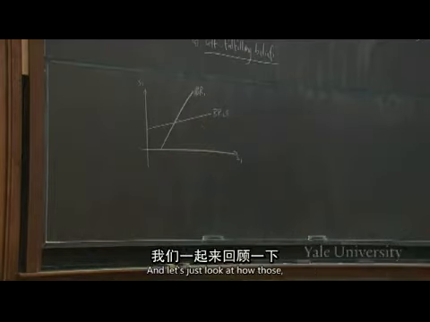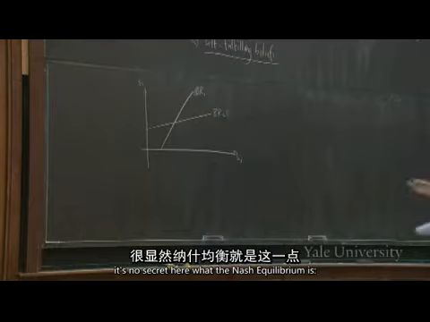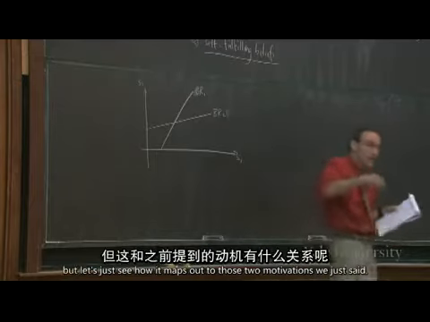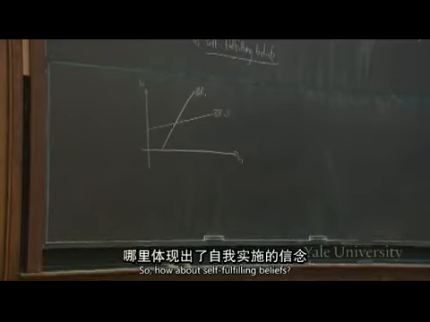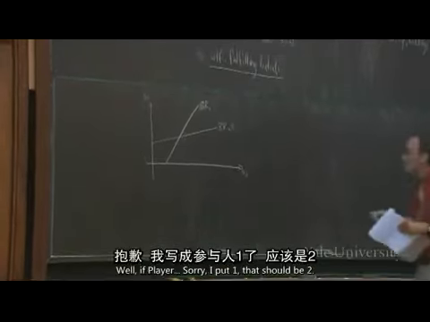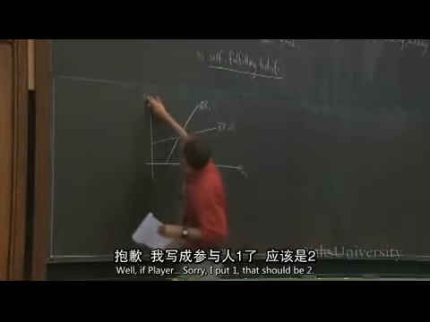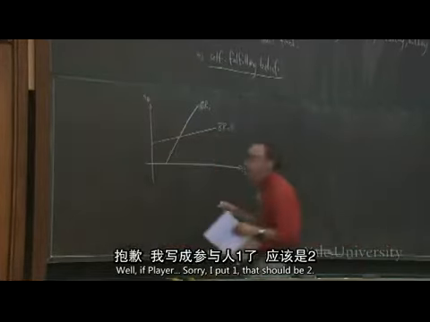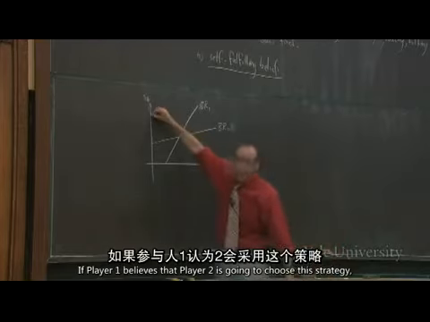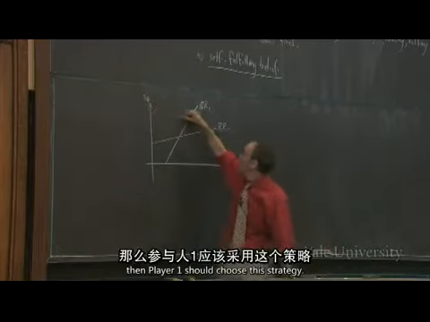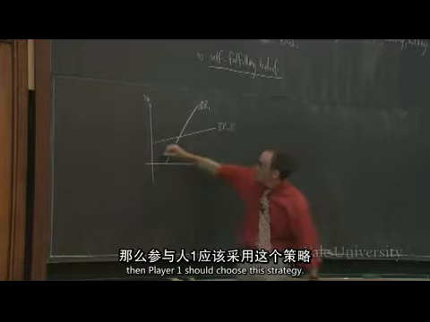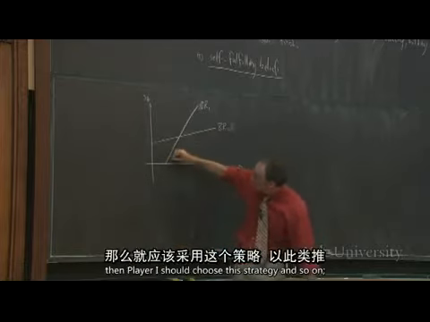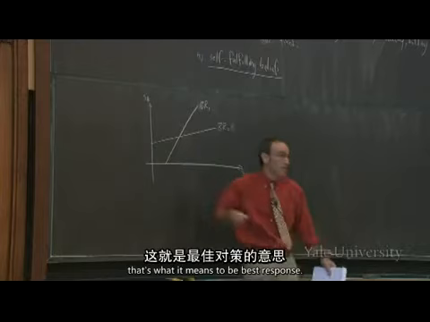And it's no secret here what the Nash equilibrium is. Nash equilibrium is where the lines cross, but let's just see how it maps up to those two motivations we just said. So how about self-fulfilling beliefs? Well, if player 1 believes that player 2 is going to choose this strategy, then player 1 should choose this strategy. If player 1 thinks player 2 is choosing this strategy, then player 1 should choose this strategy, and so on. That's what it means to be a best response.